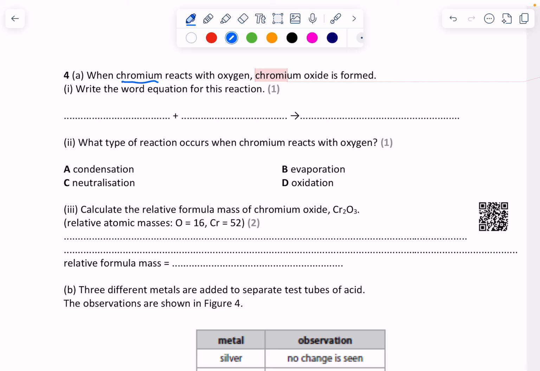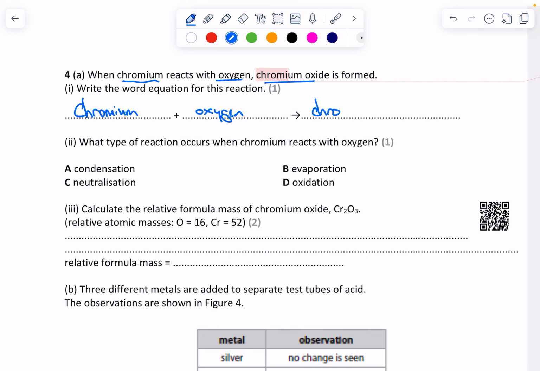Okay, so write a word equation for chromium reacting with oxygen to make chromium oxide. So what we've got to do here is transfer the reactants into the right place. So chromium plus oxygen, and that is making chromium oxide. Okay. What type of reaction occurs when chromium reacts?